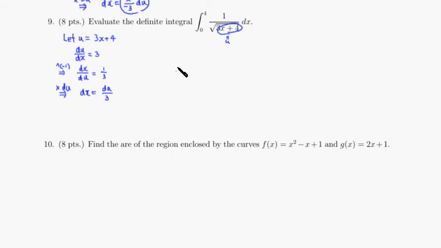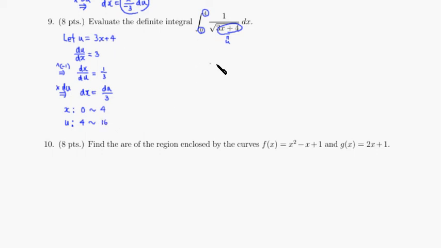Another thing we need to do is, since these 0 and 4 are x values, we need to convert them to u values. So originally x goes from 0 to 4. All you really have to do is plug the x value into the substitution equation. So plug in 0 here, and u is going to be equal to 4. So starting from 4. Plugging in 4 here, 3 times 4 is 12 plus 4, so that will be 16.